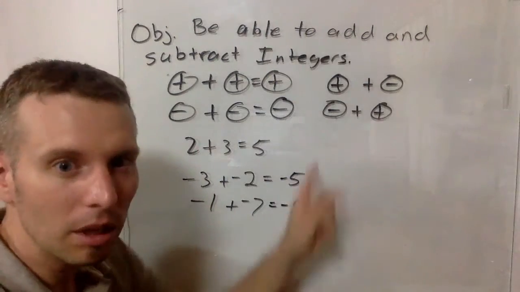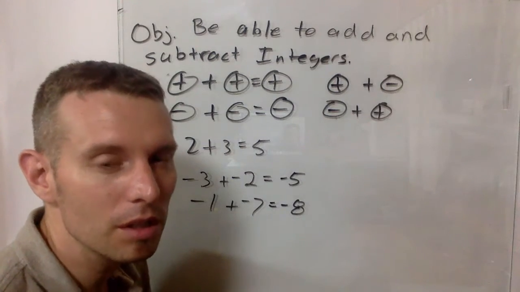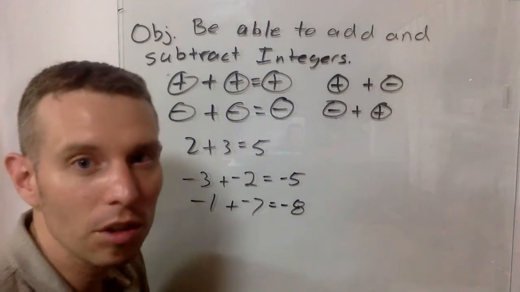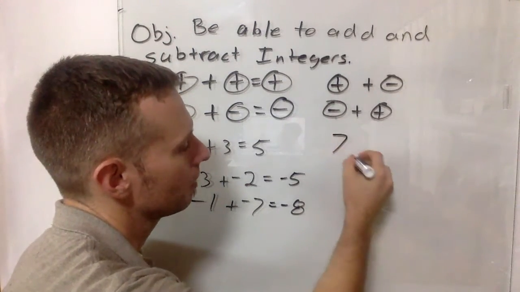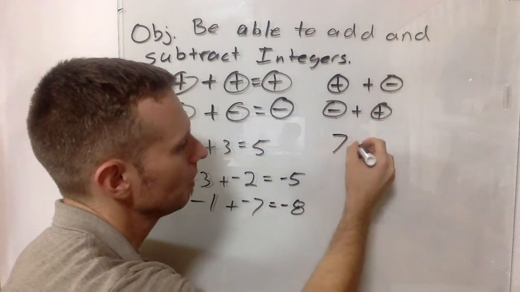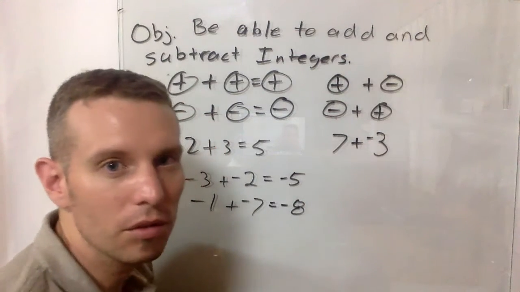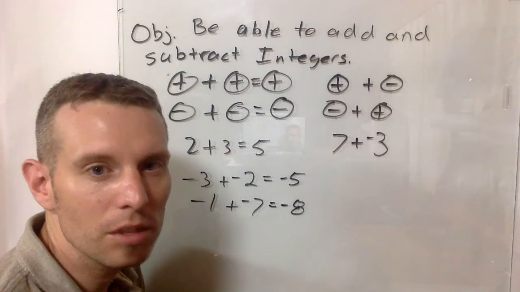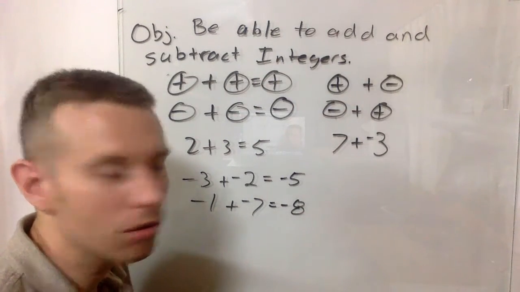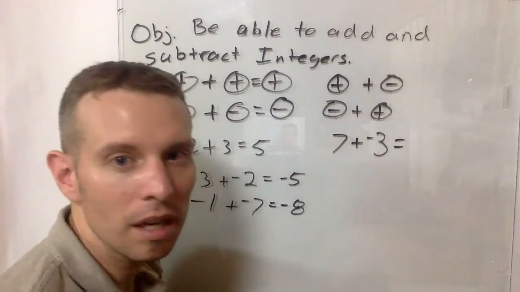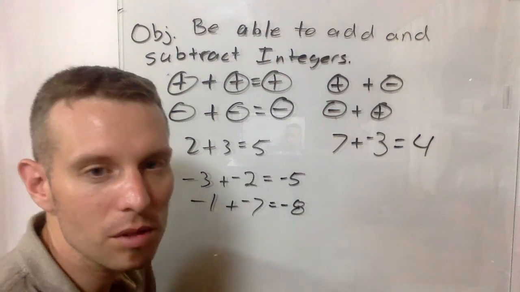Now, how about adding a positive and a negative? Well, again, the rule was take the bigger number, subtract the smaller number, and then use the sign of the bigger number. So let's try this. Positive 7 plus negative 3. Well, positive 7 plus negative 3, let's see, the bigger number is 7. You're going to subtract the smaller number, which is 3, and then you're going to end up with the sign of the bigger number, which was 7. So it's a positive because the 7 was positive.